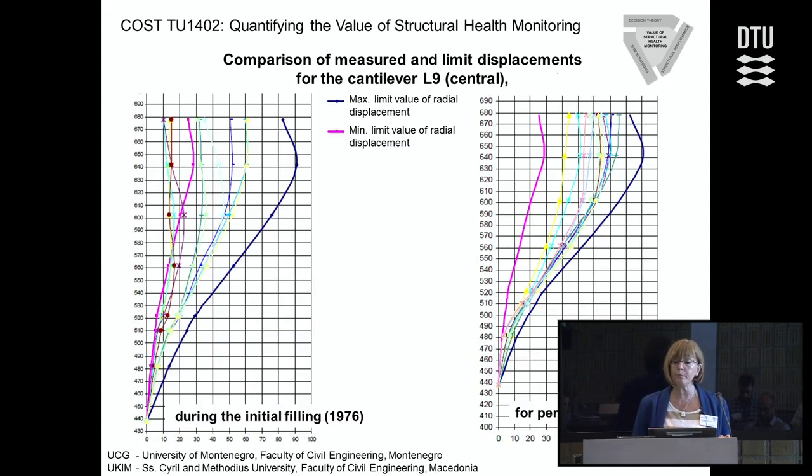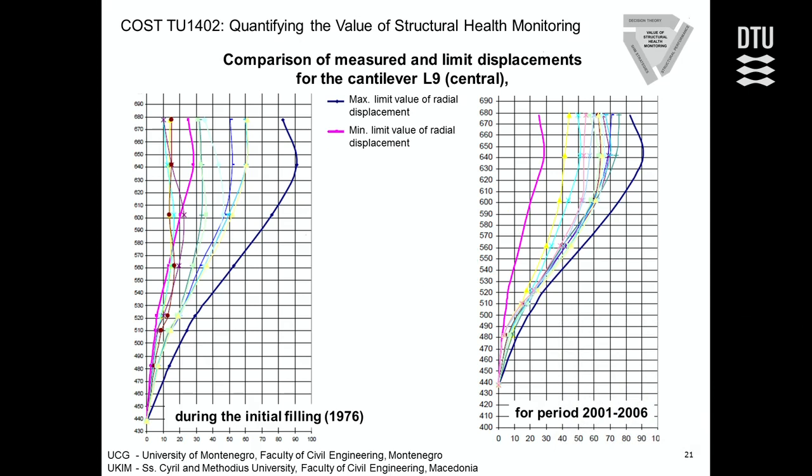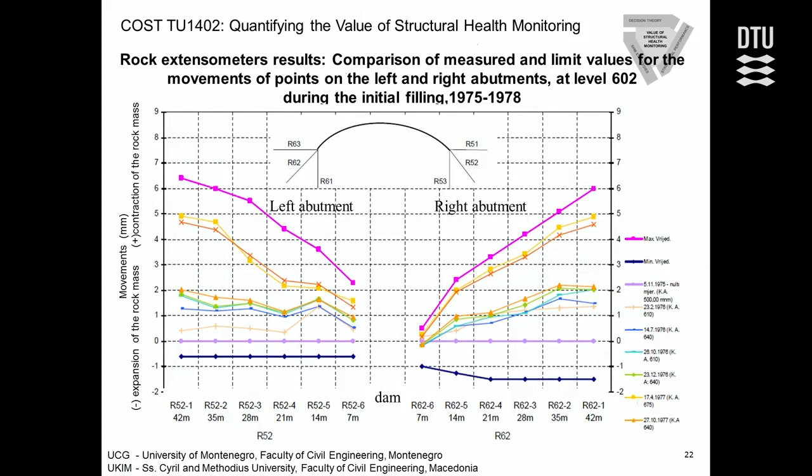Here we can see a comparison of measured and limited displacements for the cantilever L9, the central one. The first diagram is at the moment of initial filling in 1976, and the second diagram is for the period between 2001 and 2006. As I said, measurements were done with rock extensometers for the movements of points in the surrounding rock mass, and at level 6.2 we have the following results for the points. It was in the period of initial filling. Again, all the movements are in the range of limit values.